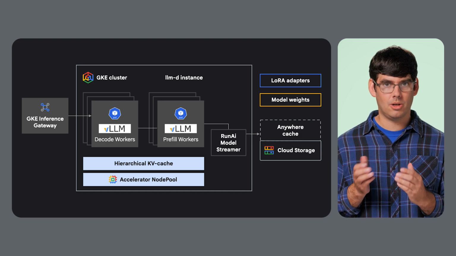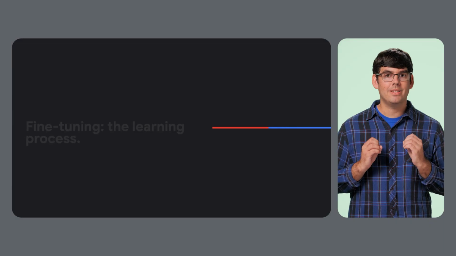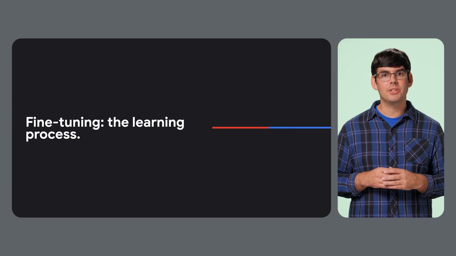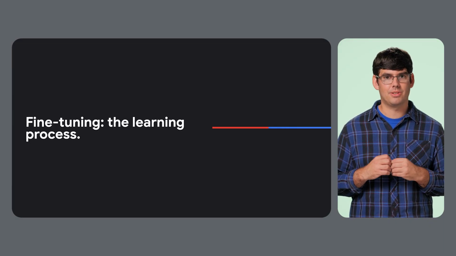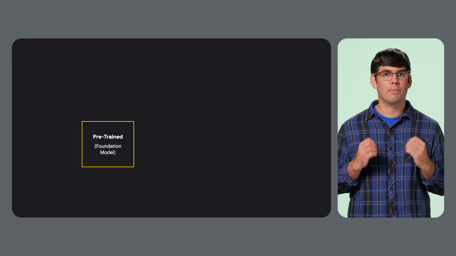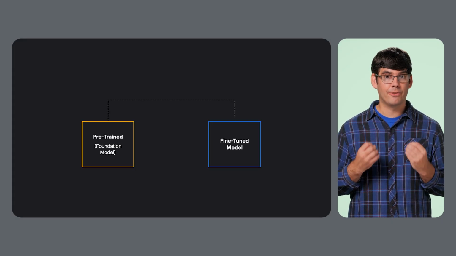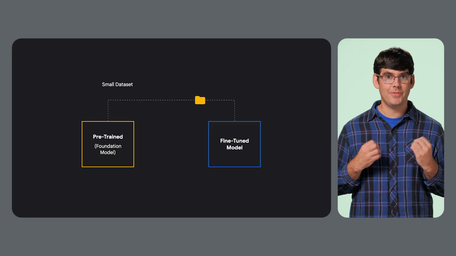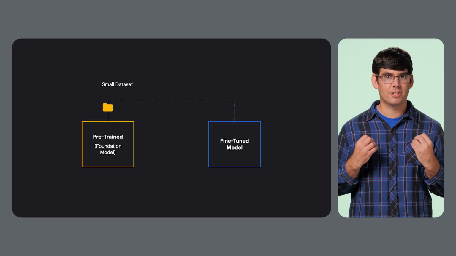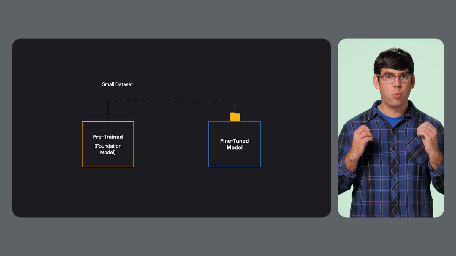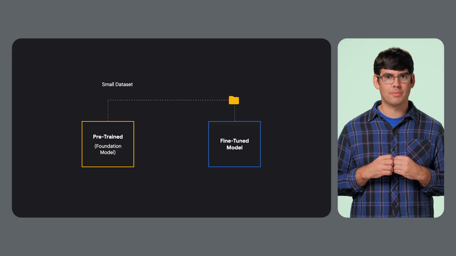While many developers focus on inference, understanding fine-tuning is fundamental. This involves taking a pre-trained model, one that has already learned from a general data set, and further training it on a smaller, specific data set to adapt it for a particular task or domain. It's way more efficient than training a model from scratch.